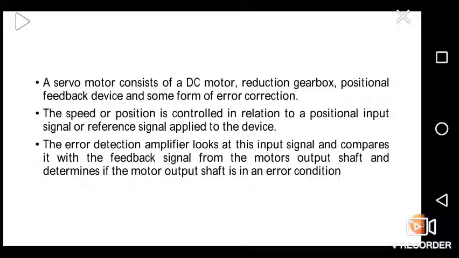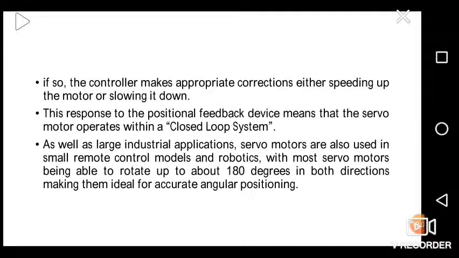The error detection amplifier looks at the input signal and compares it with the feedback signal from the motor's output shaft and determines if the motor output shaft is in an error condition. If so, the controller makes appropriate corrections, either speeding up the motor or slowing it down. This response to the positional feedback device means that the servo motor operates within a closed loop system.